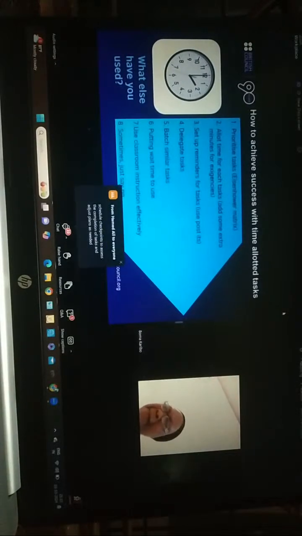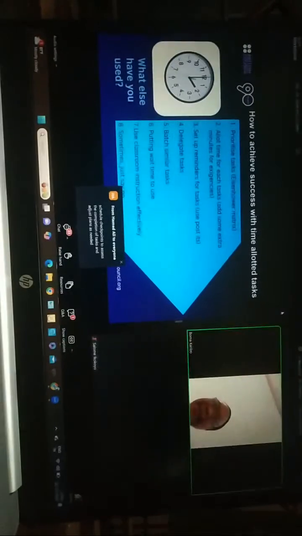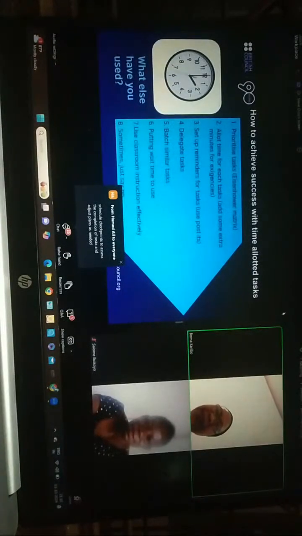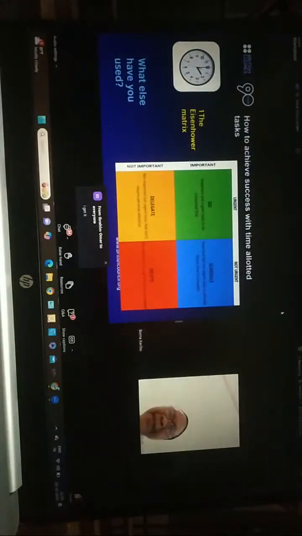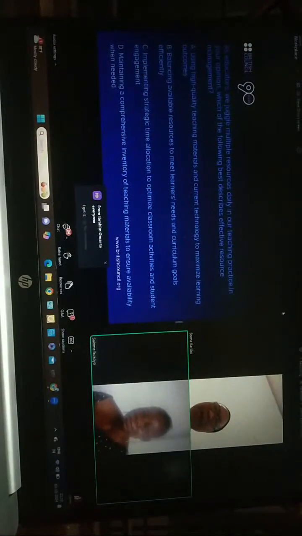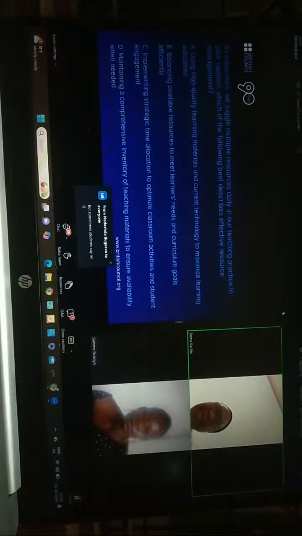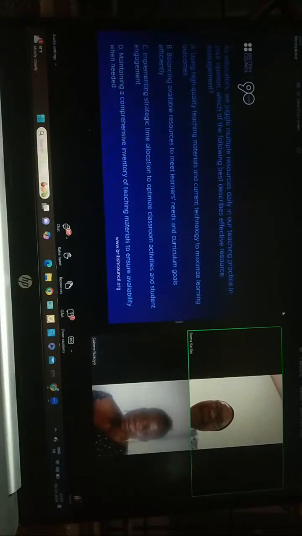Next slide, please. We've looked at the Pomodoro. So as educators, we juggle multiple resources daily in our teaching practice. What would you say this slide is telling us is the best way to describe the effective manner of resource management?